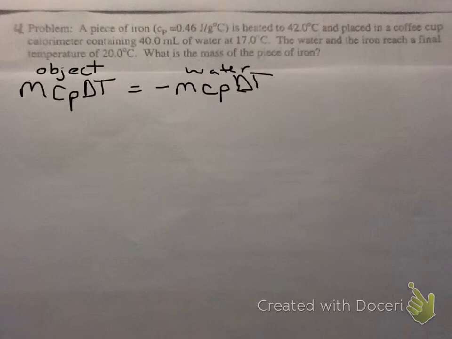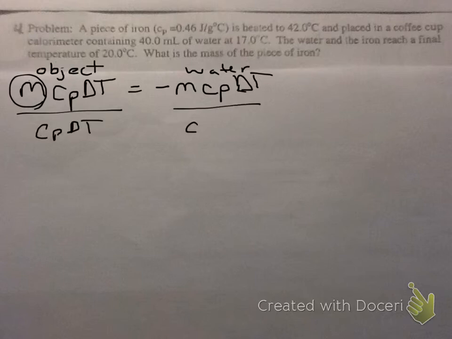This particular example problem is a little ridiculous. It's asking for the mass of the piece of iron. In a normal situation, you would just put that on a scale. But it gives us good practice with manipulating this equation. So we are looking for the mass of that object. We'll need to rearrange this equation, and we'll divide both sides by c delta T of the object.